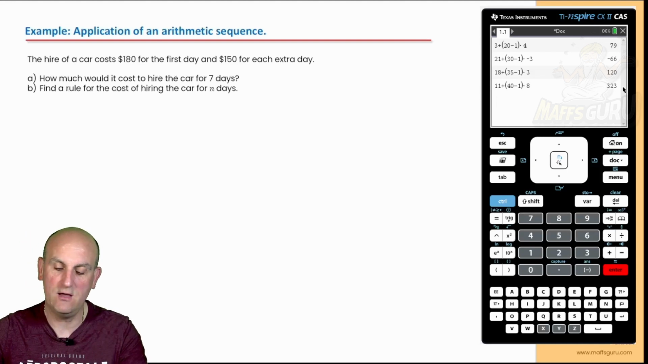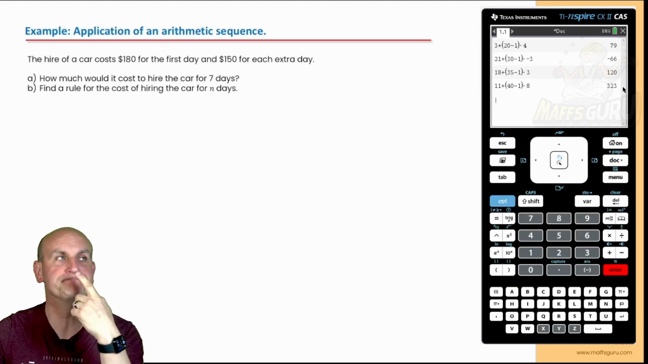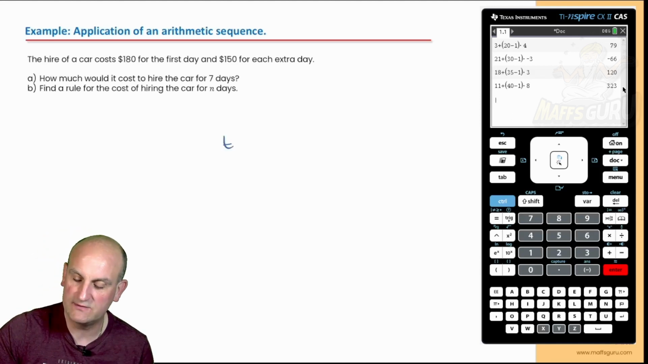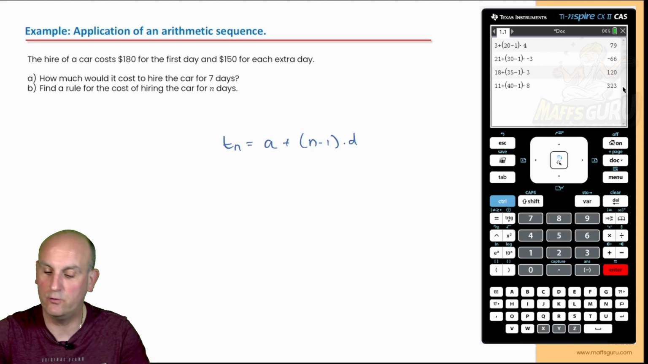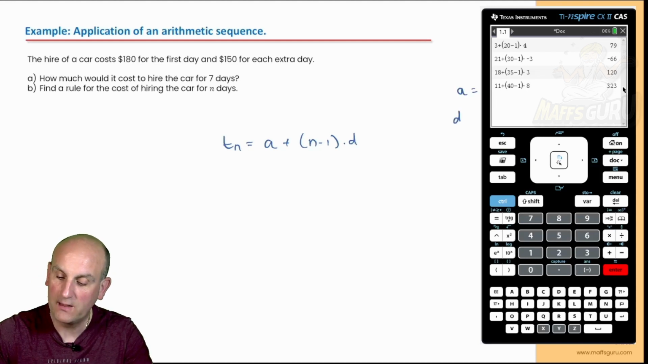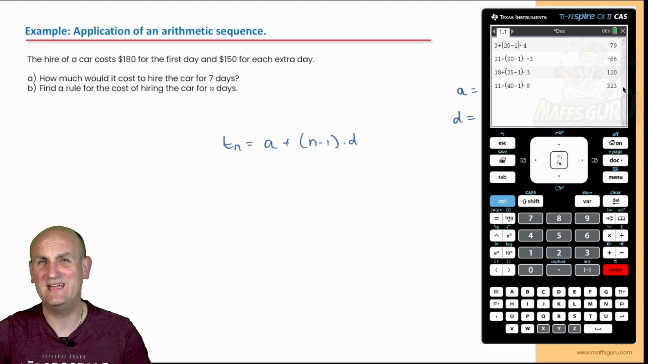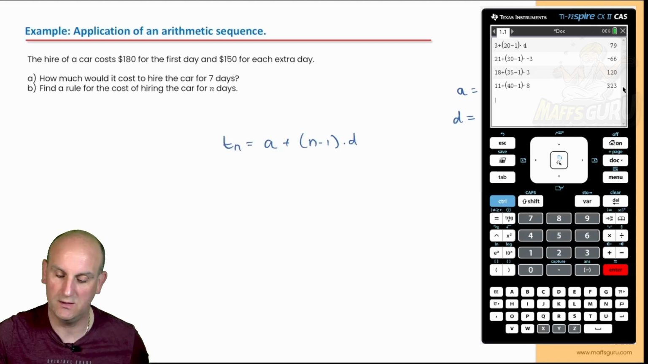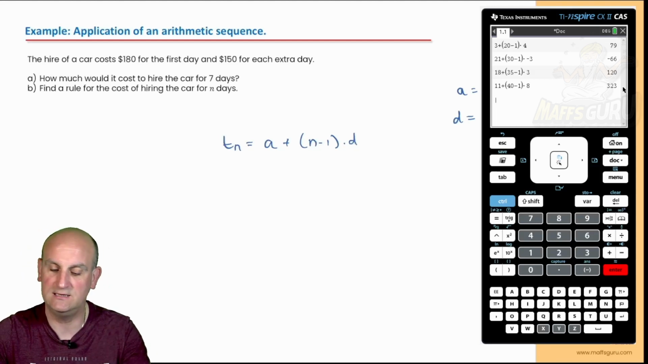Right, the hire of a car costs $180 for the first day. Let me think. We're going to do something that's going to have T of n equals A plus n minus 1 times d. So whenever I do these questions, I'm looking for what is the value of A and what is the value of d. Let me think. The question just said the first day. And what does the letter A stand for? The first term. They've interchanged a word. So my car cost is $180. So my A is $180, and $150 for each extra day.